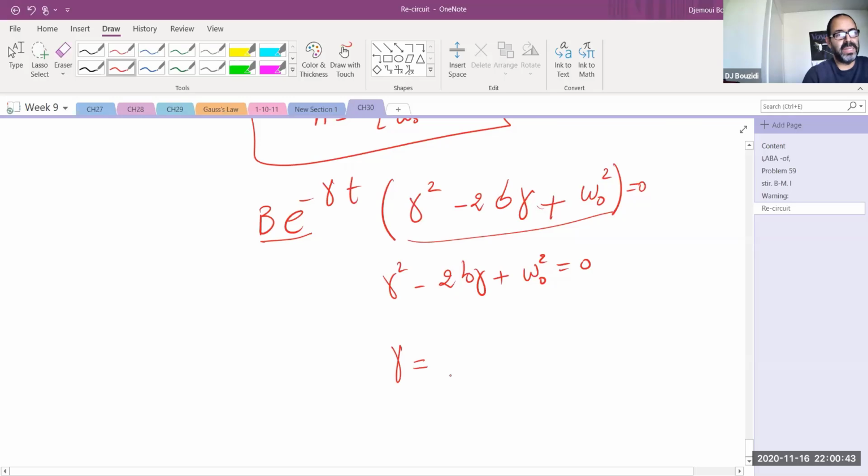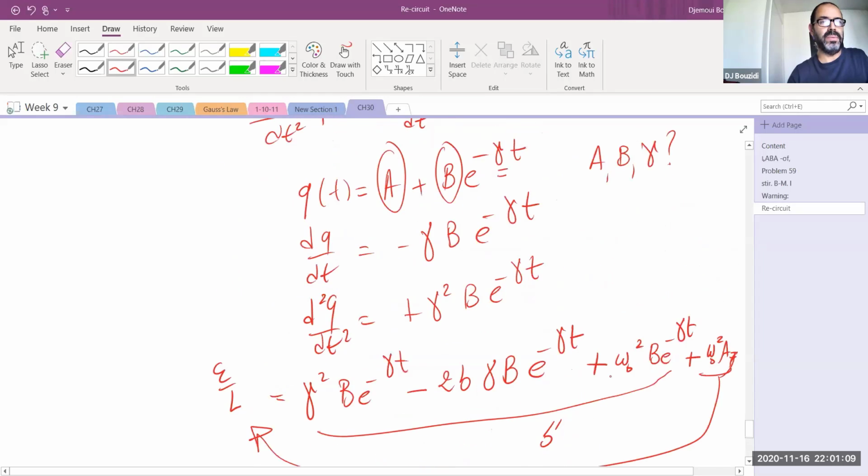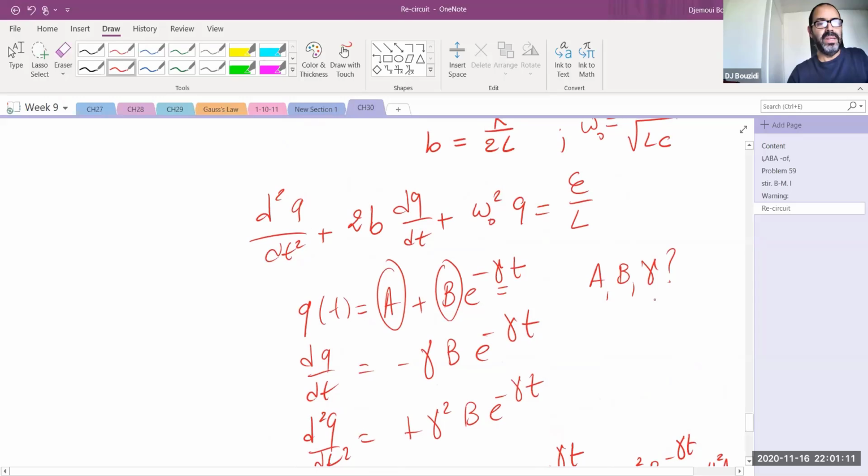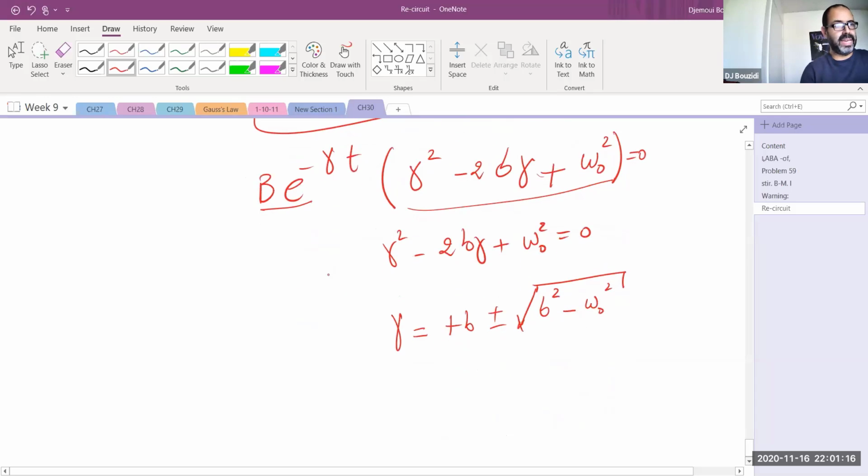First of all, a minus times minus is going to be a positive. Gamma equals B plus or minus the square root of B squared minus omega naught squared. So I found actually 2 values for gamma. I have one with a positive sign and one with a negative sign. I wanted 1, I got 2. Okay, which is fine. So that means we actually have two possible solutions that fit the bill.